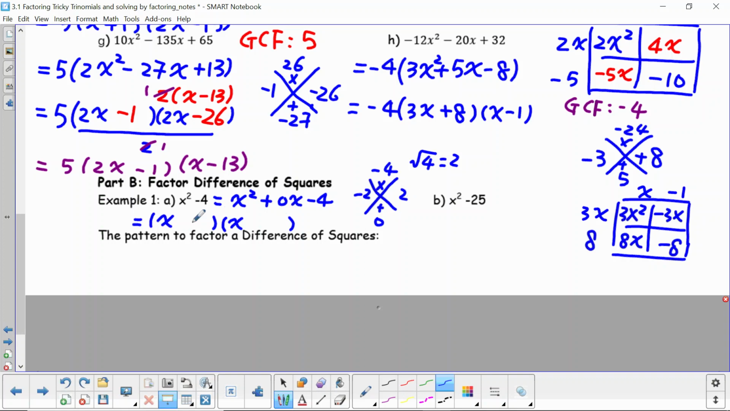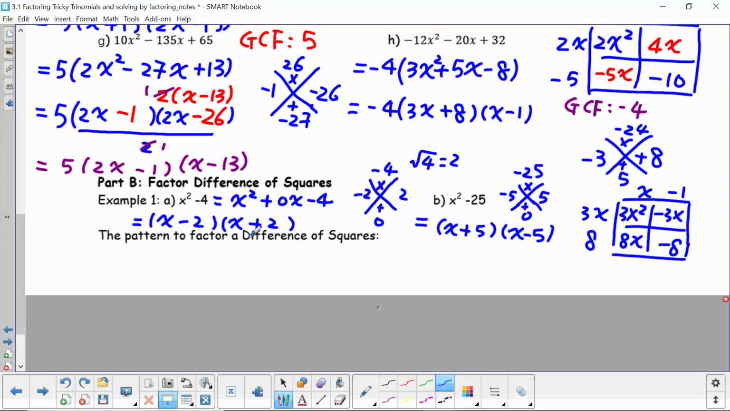So we are going to write it as, this is a simple trinomial. So just these two numbers put in the bracket. And this one, we do the same thing. Times together negative 25, add together 0. You need to have two numbers same but with different sign. Square root of 25 is 5, negative 5. So x plus 5, x minus 5.